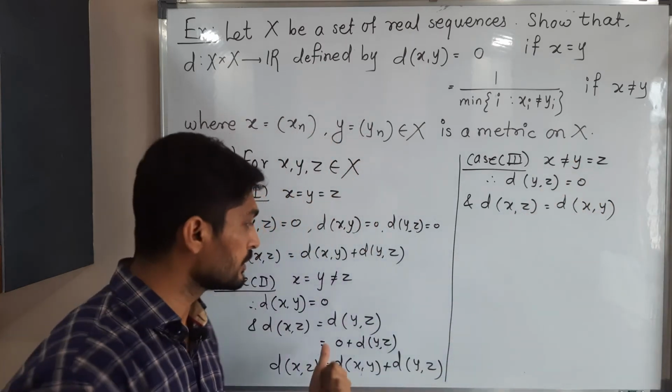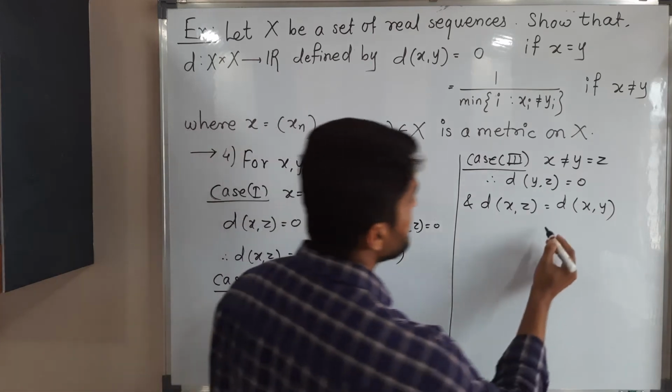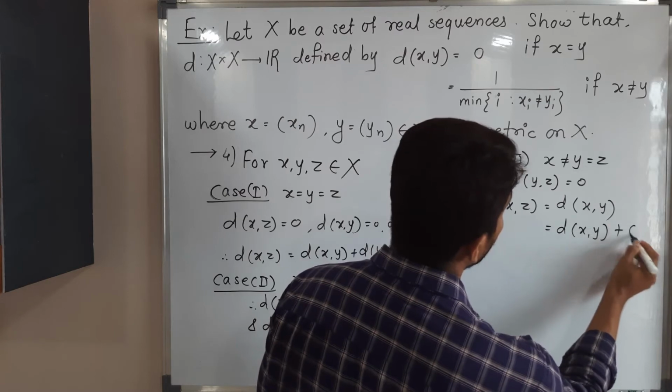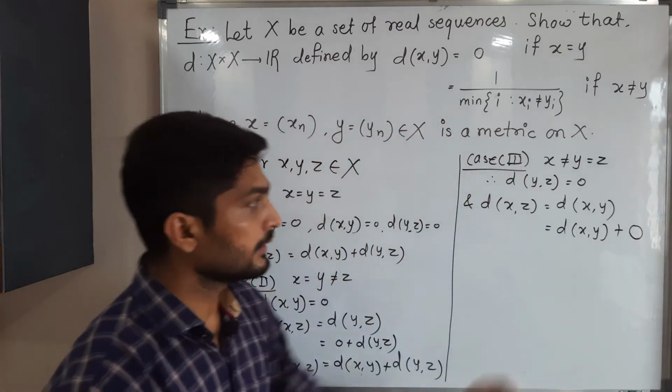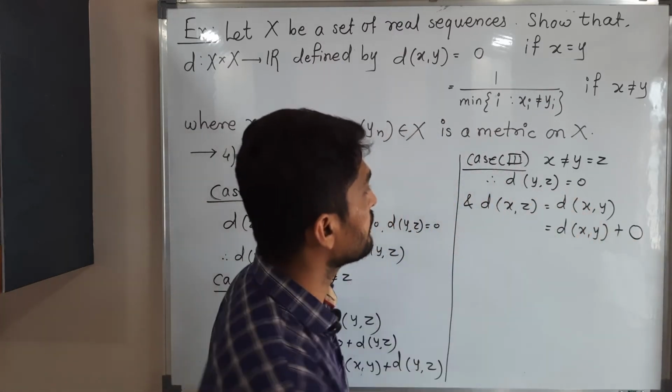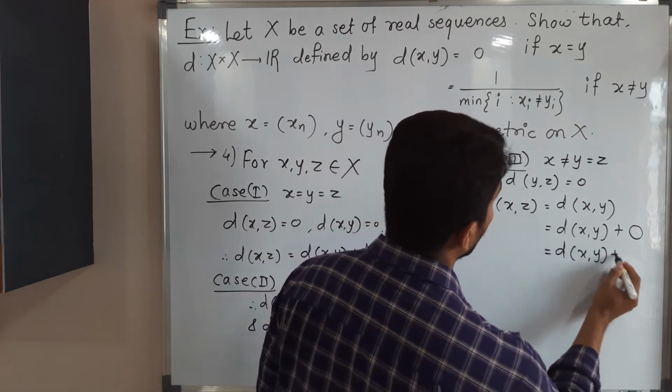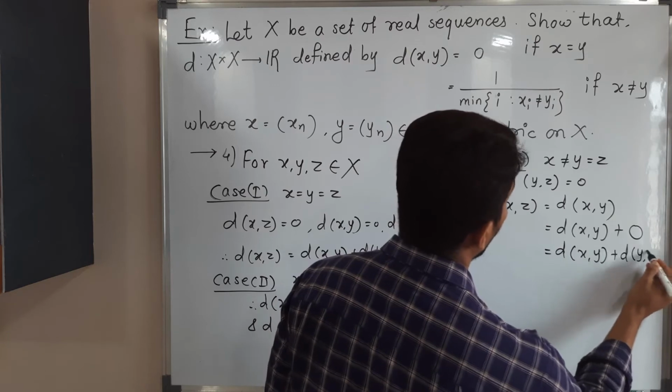Again, I'm going to use the same technique. I'm going to add 0 there. So d of xy plus 0. See, if you add 0, you will have the same, but 0 is nothing but d of yz. So this is d of xy plus d of yz.